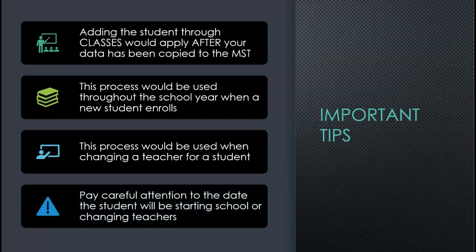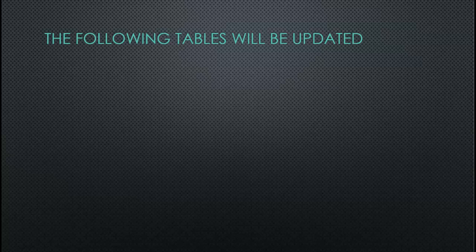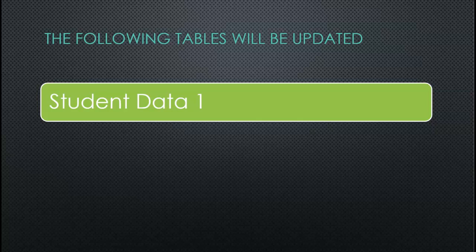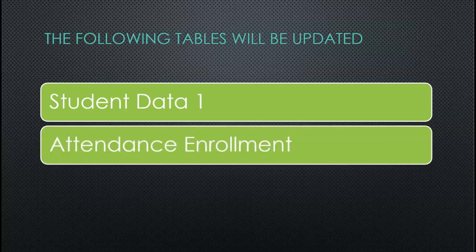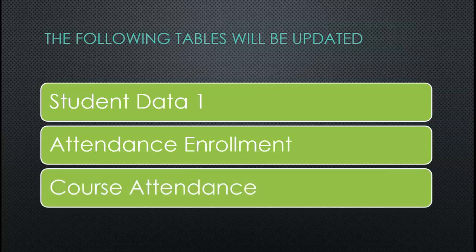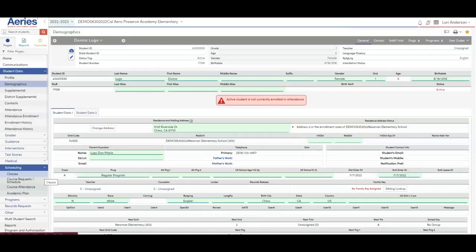Please pay careful attention to the date the student will be starting school or changing teachers. The following tables will be updated: the teacher field on Student Data 1, the student's attendance enrollment, and course attendance. Let's get started. The classes table is located under Student Data, Scheduling, and then Classes.